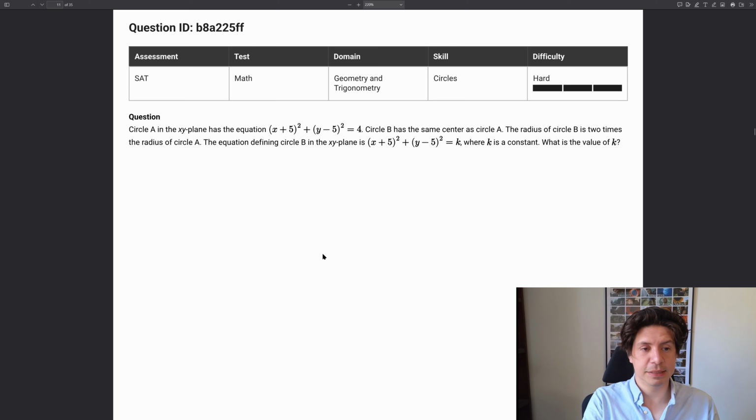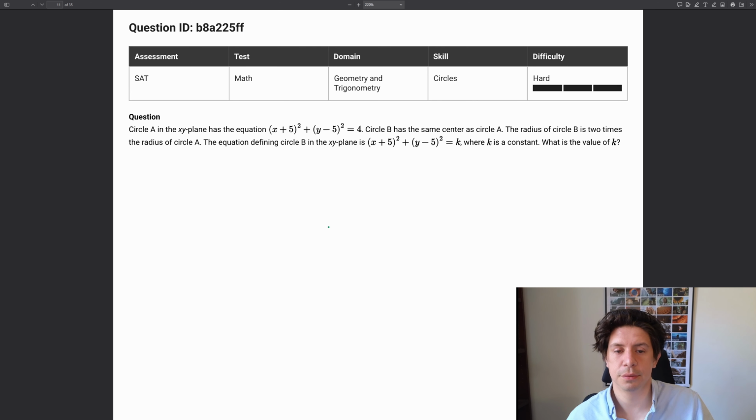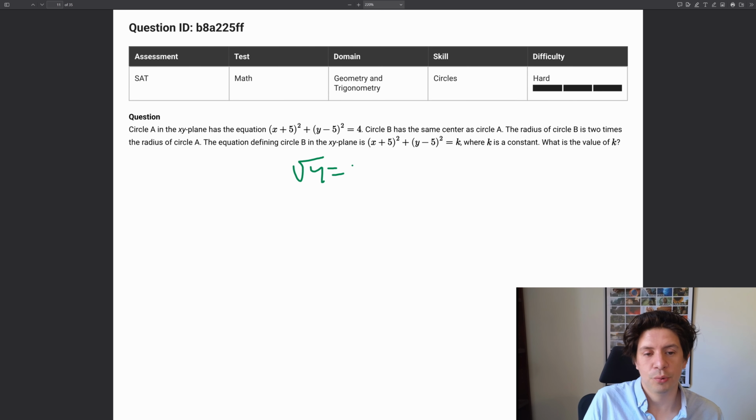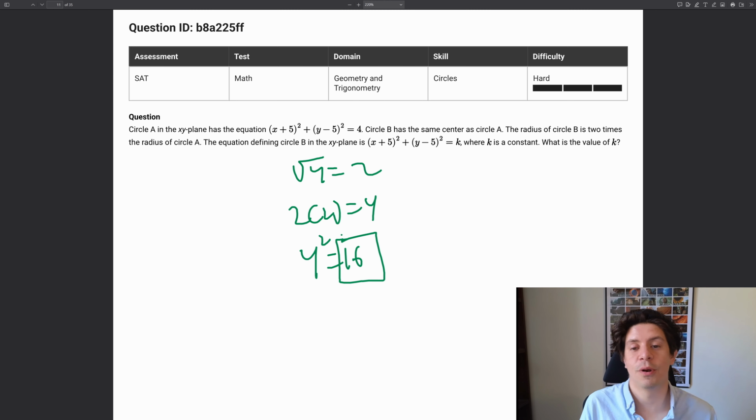Okay, then we have this here. Circle A in the xy plane has the equation (x + 5)² + (y − 5)² = 4. Circle B has the same center as circle A. The radius of circle B is 2 times the radius of circle A. The equation defining circle B is (x + 5)² + (y − 5)² = k, where k is a constant. What is the value of k? Looks familiar, right? So we're going to do the same thing. Square root of 4, we get 2. It's 2 times again, so it's going to be 2 times 2. We get 4, and then we do 4 squared equals 16. The SAT loves repeating certain types of questions, and this is one of them, so you really want to nail it down.